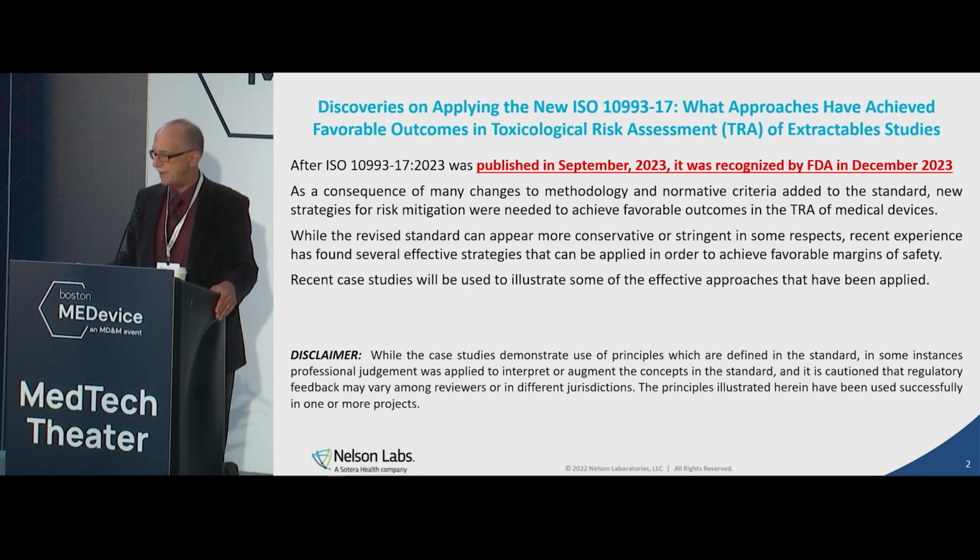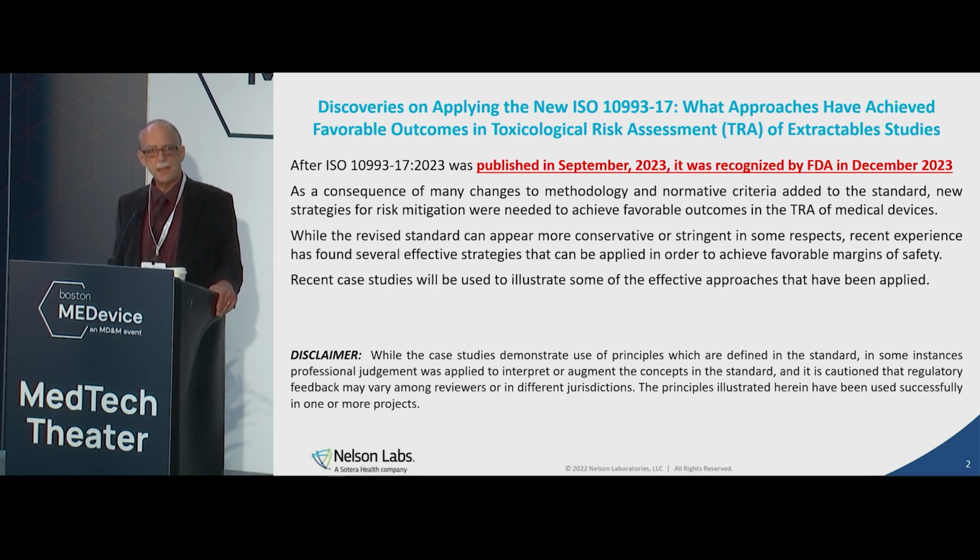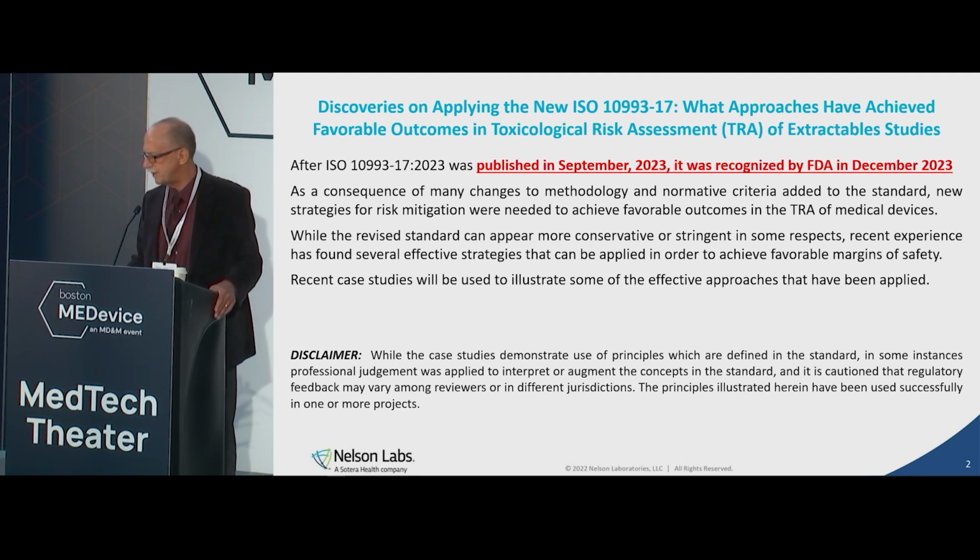After ISO 10993-17 was published in September 2023, it was recognized by the FDA in December, about 4 months later. As a consequence of many changes to the methodology in that standard and the normative criteria, new strategies for risk mitigation were needed to achieve a favorable outcome in a tox risk assessment, or TRA, of medical devices. And while that standard on the surface looks more conservative and stringent in some respects, our recent experience has shown several effective strategies that can be applied to achieve favorable margins of safety. And I'm going to get into some case studies of those applications.